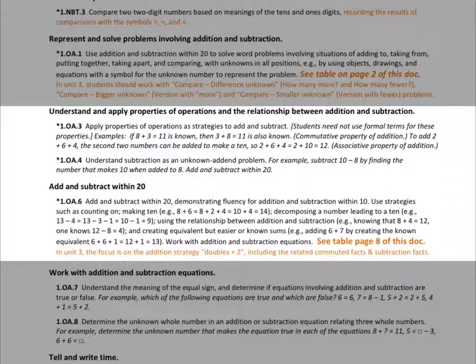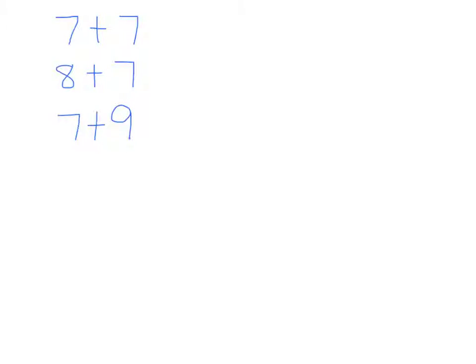With these 3 standards, I want to take a minute to talk about students' use of properties as strategies to add and subtract. In particular, we're going to focus on the strategy doubles plus 2, which is the new strategy for this unit with regards to Standard 1.OA.6. This is a number string that has been written to elicit the doubles plus 2 strategy.